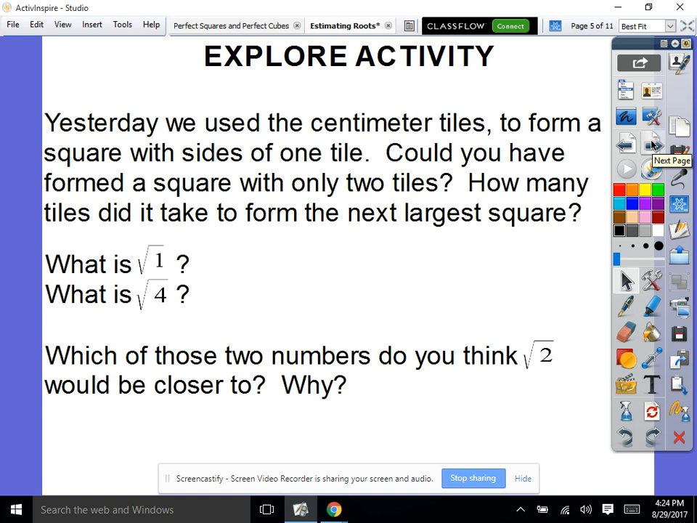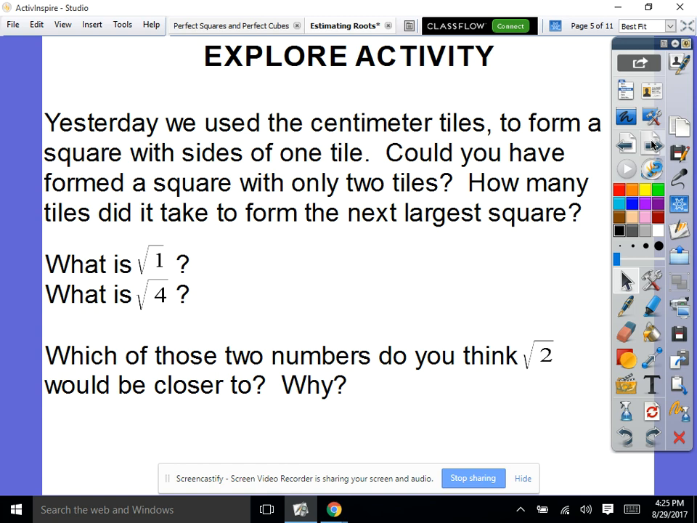All right, so yesterday we used the centimeter tiles to form a square with sides of 1 tile. Could you have formed a square with only 2 tiles? I want you to think about that. Be prepared to discuss it tomorrow in class. And then I want you to think about how many tiles it took to form the next largest square. And then we're going to look at what is the square root of 1 and what's the square root of 4.